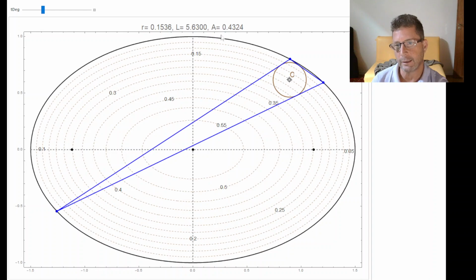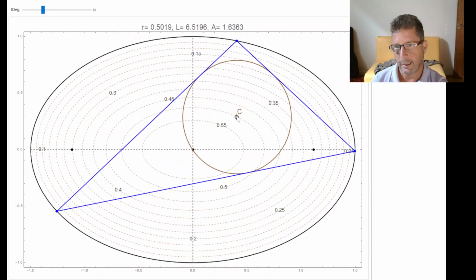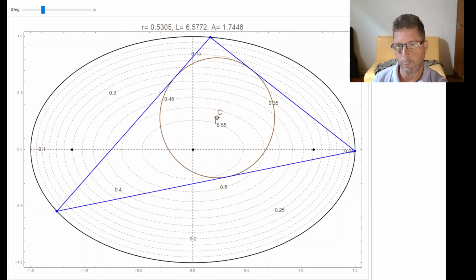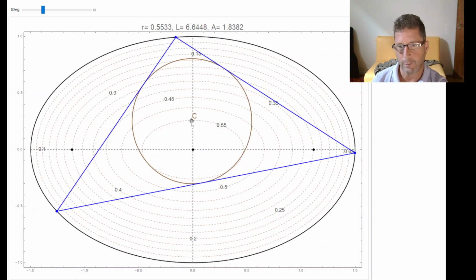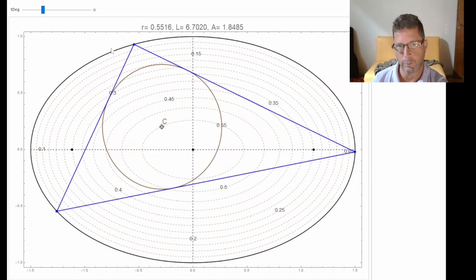And it looks like it's a family of ellipses. Now, proof is still outstanding. It's a family of ellipses. So here's the 0.55 ellipse, okay, radius equals 0.55. And by the way, the aspect ratio of this particular outer ellipse here is 3/2, okay, so I have 1.5 on A and 1 on B.